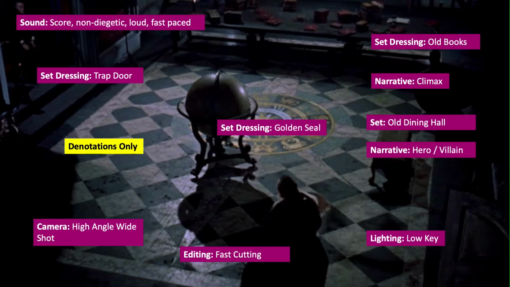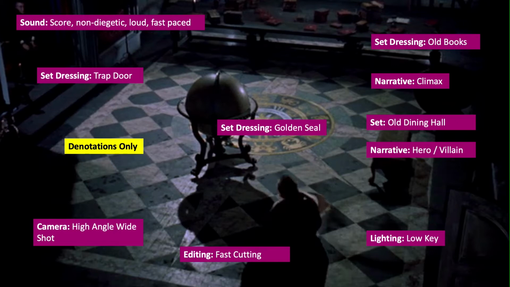In terms of the old dining hall, it suggests wealth, so the character is a wealthy character, along with the golden seal suggests how rich he is in this large castle. The old book shows that he's well read as a character, Dracula, so he is very intelligent. And in terms of narrative, you've got the hero, so he represents good, and we have the villain who represents evil, and we'll go into more about the narrative and the characters as we go along. So that is my example, how I would do my analysis.